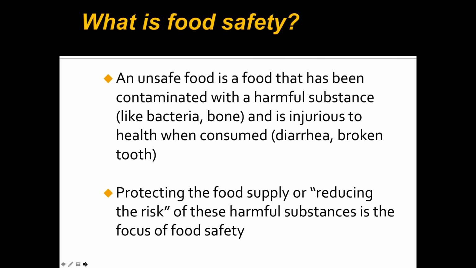So what is food safety? An unsafe food is food that's been contaminated with a harmful substance, injurious to health when consumed. That "when consumed" is important because, like I said before, we talk about salmonella or other pathogens, and salmonella is not the only pathogen. Campylobacter, you name it, almost any pathogen can be on raw foods of animal origin. So anytime you have raw food from an animal, you have some level of risk.